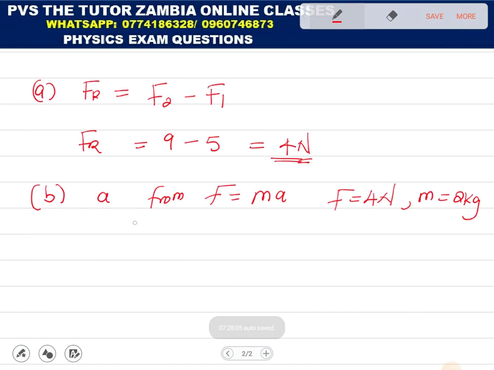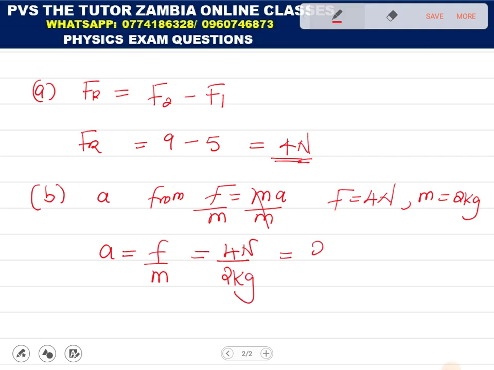So now, what is our acceleration? If you make A the subject of the formula, just divide by M, divide by M. So you get A to be equal to force over mass. The force is 4 newtons, the mass is 2 kg, so this will give you 2 newtons per kg, or you can say 2 meters per second squared. They are the same. There's no difference, guys.